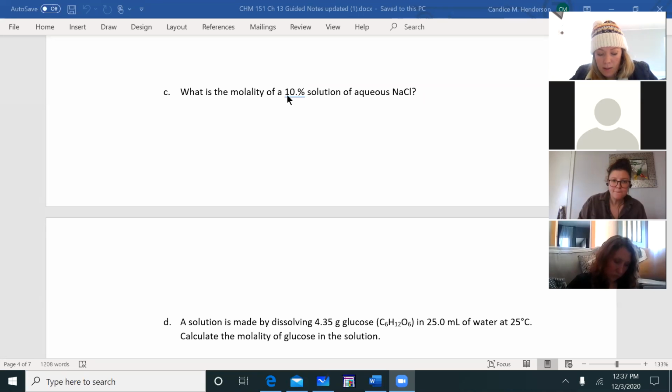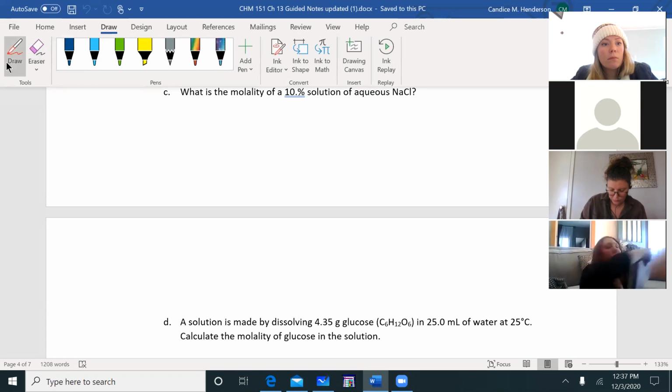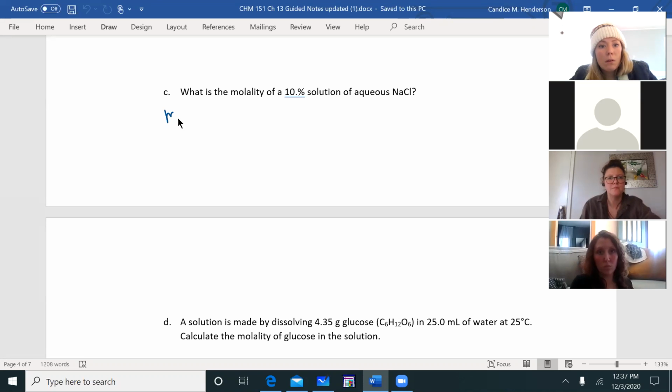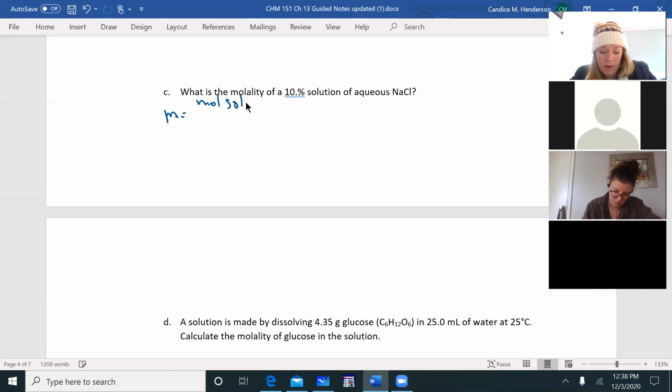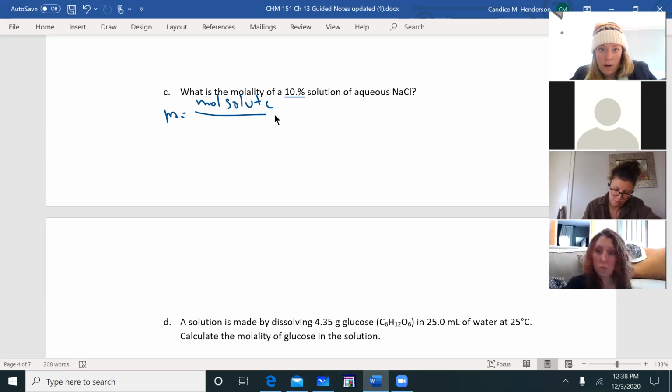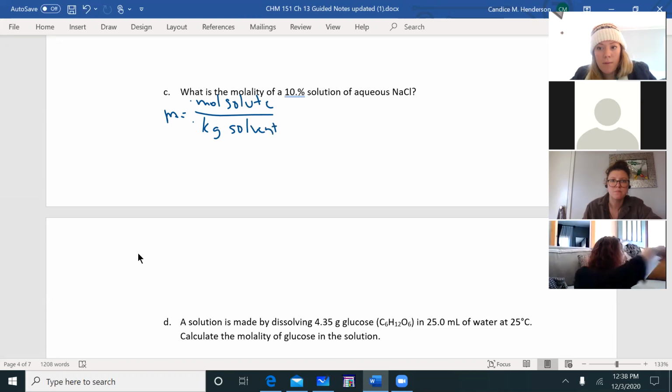So it's kind of going to be a two-stepper. You've got to do something with the mass percent, and then you've got to put it into the molality. Remember, molality, little m, sort of cursive m, equals moles of the solute over kilograms of solvent. So you need both of these. So I'll give you all 5 minutes to play around with that.